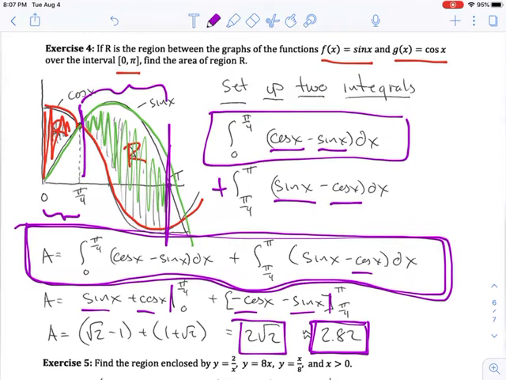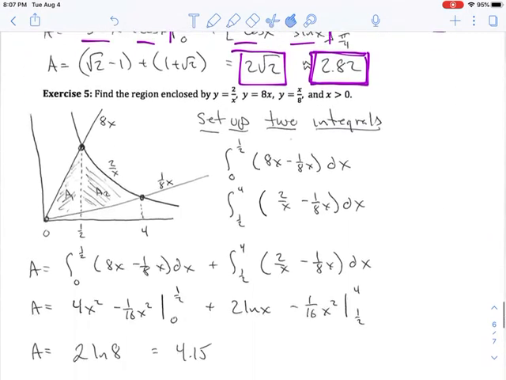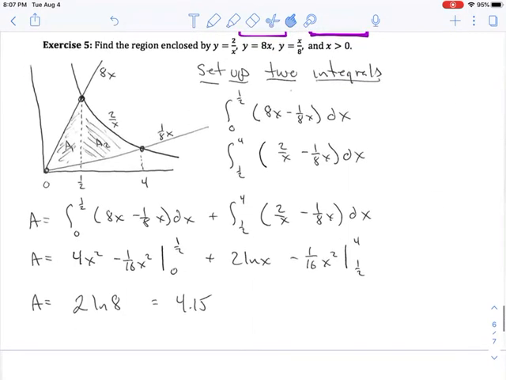And one more problem. Exercise 5. Find the region enclosed by y equals 2 divided by x, y equals 8x, and y equals x over 8. So graph the three functions in Desmos. Get a good look at what you're doing. Then make your little sketch here and label everything appropriately.